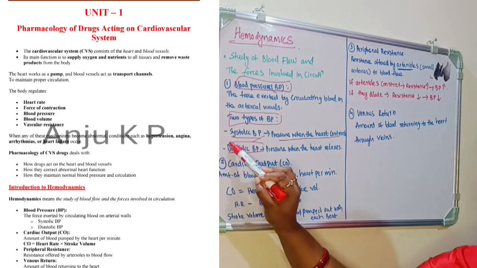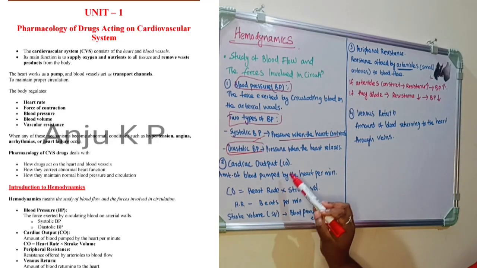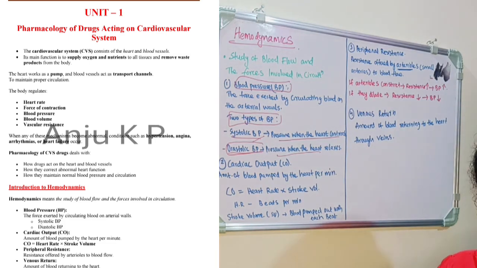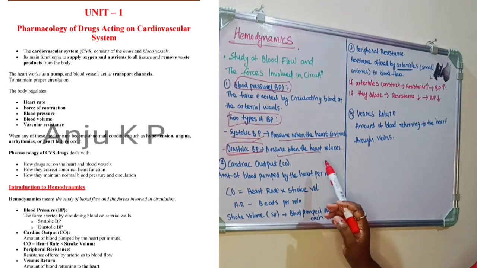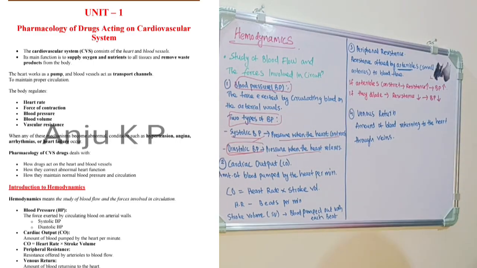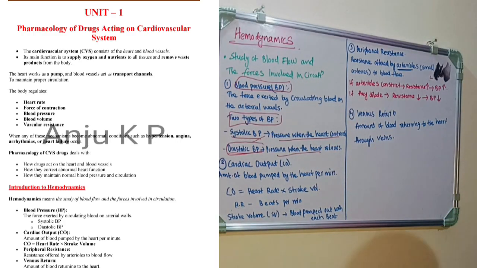In the same way, diastolic blood pressure is the pressure when the heart relaxes. When our heart is relaxing, the pressure we get at that time is called diastolic pressure. These are the two types of blood pressure.